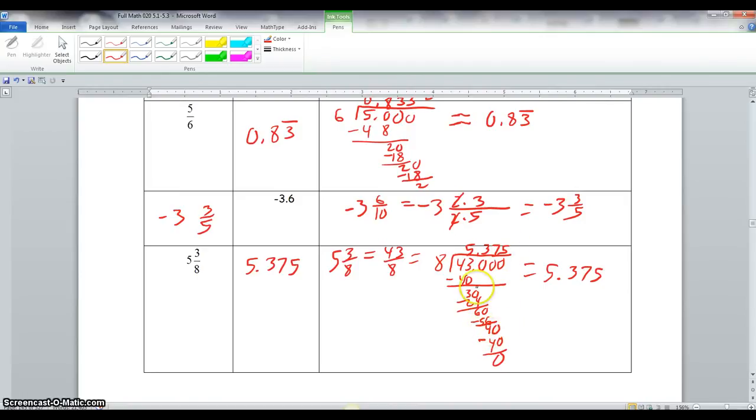You bring down your 0. 8 goes into 40 5 times. 5 times 8 is 40. And 40 minus 40 is 0. So our answer here is 5.375.